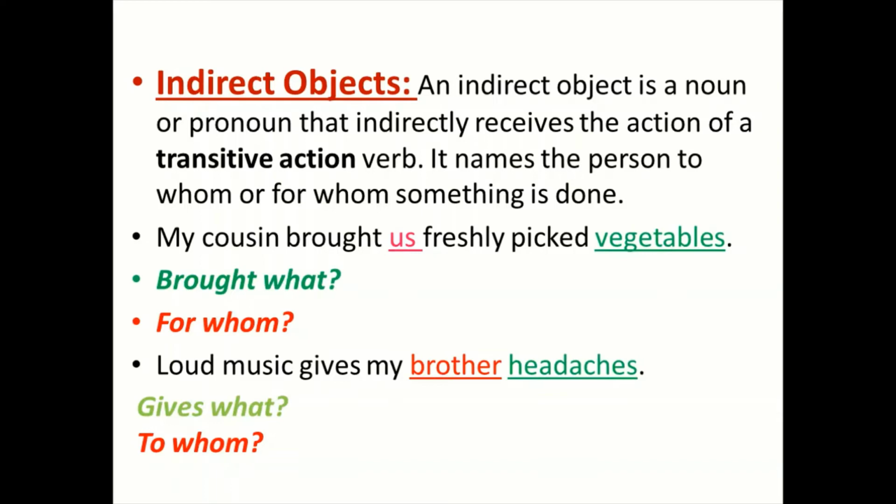For example, my cousin brought us freshly picked vegetables. So here, vegetables is what? Brought what? Vegetables. For whom? For us. So brought what, that directly receives an action, is our direct object. For whom? For us. That is the indirect object.